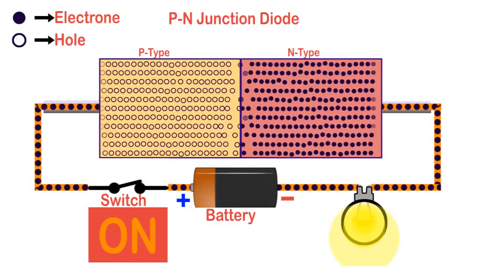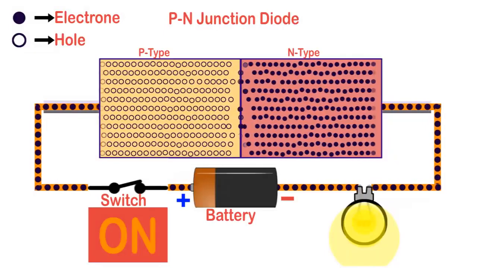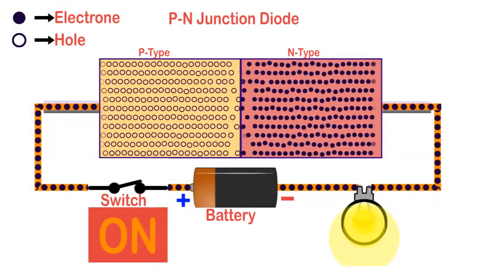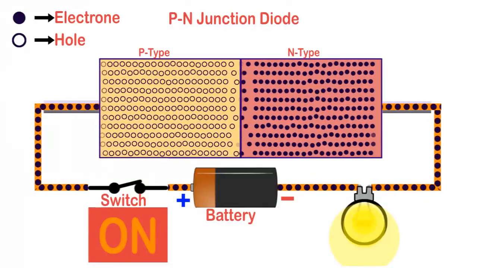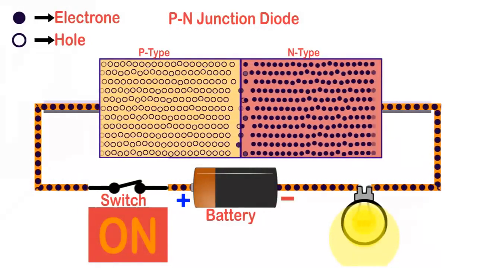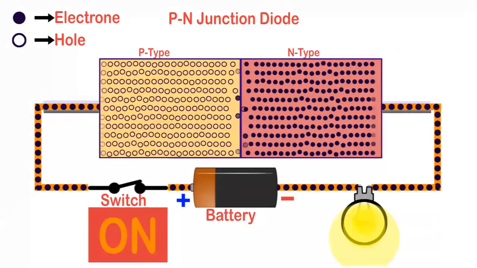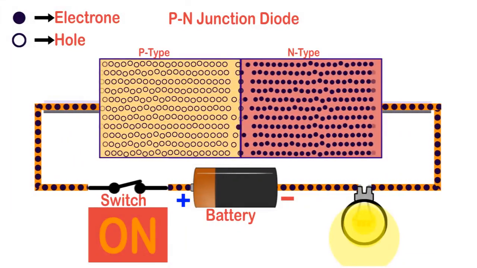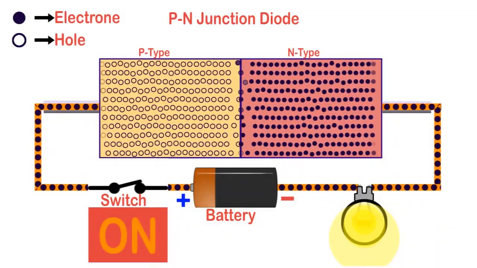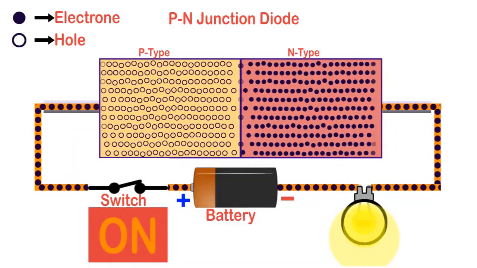This leads to the flow of current from anode to cathode, known as forward current. As there is no opposition offered to this current, the forward resistance of the diode is very small, typically on the order of a few ohms, that is, 10 to 100 ohms.